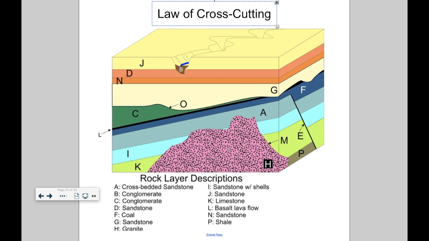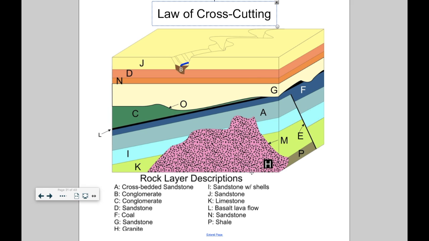Let's look at the intrusion H. See how H goes into layer K, it goes into layer I, it goes into layer A, but it doesn't go into layer F. So we know that P, K, I, A all had to have been laid down as layers before H punched up through all of these layers. We know that layer F happened after H because F was not affected by H at all. And so the law of cross-cutting basically describes that you can't cut through something until it's there.